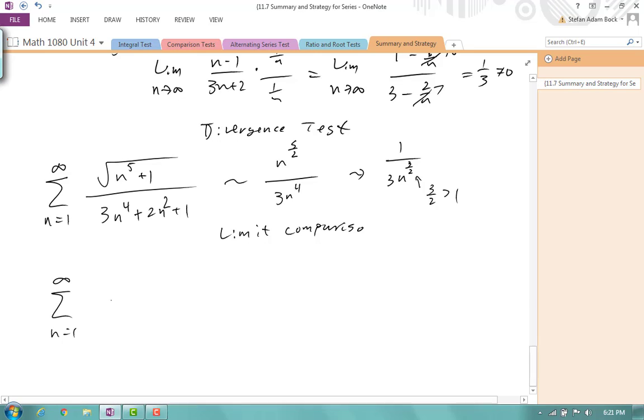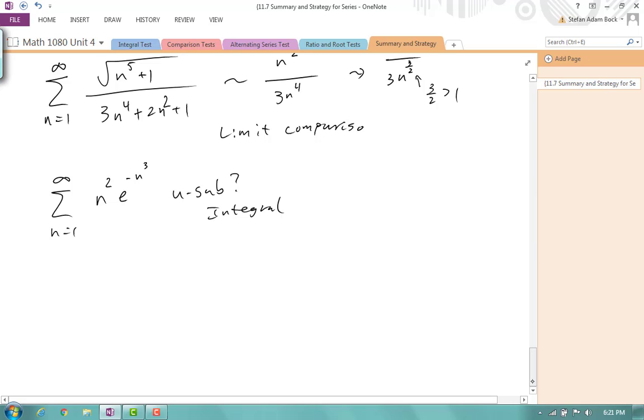Another one from the book, if I had n squared e to the minus n cubed, well, that looks like there's a u substitution. I would try to use the integral test. Or if I had the sum from n equals 1 to infinity of negative 1 to the n times n squared over 3n cubed minus 4, well, that clinches it right there. I'm going to use the alternating series test. I just got to make sure that the rest of the stuff is all positive.